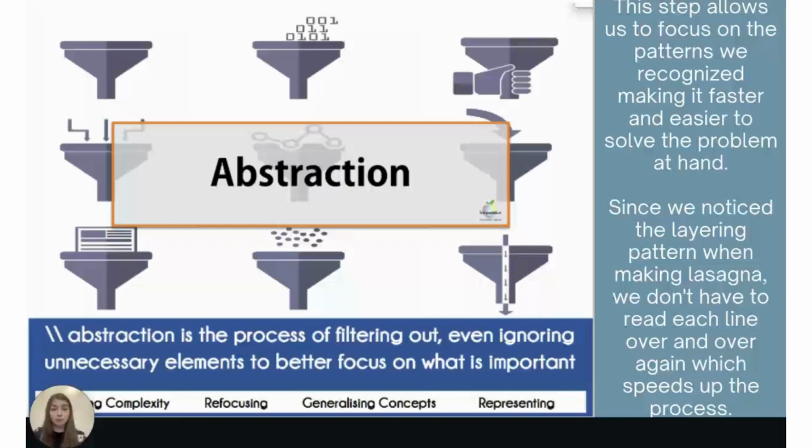So in our last step for lasagna, we recognized the pattern that we're doing the same steps over and over and over again. Since we know that, we don't need to sit there and read every single line of our recipe because we know what the pattern looks like. In the long run, this ends up speeding up the process of making our lasagna because we don't have to read each line. We know what we're doing and we can be a lot more efficient in that way. This is the goal of abstraction in all of problem solving: being able to recognize the patterns, focus in on those, and be more efficient in solving our problems.